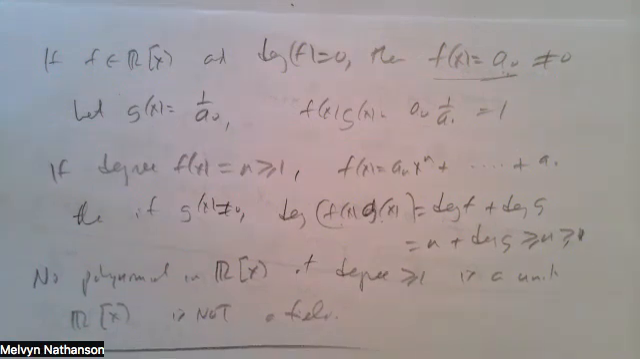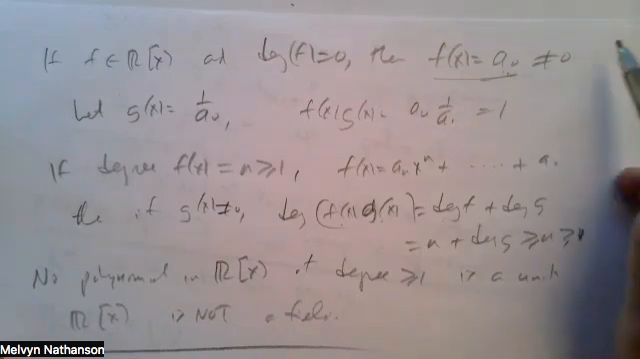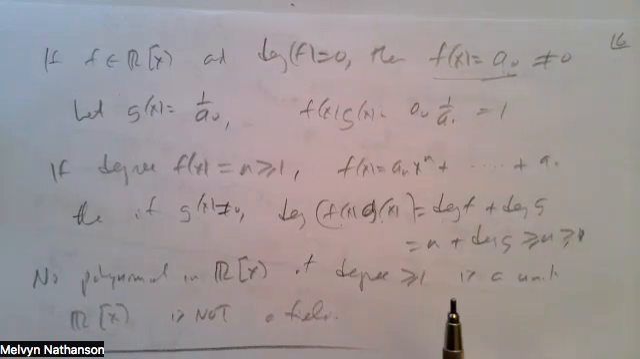So polynomial rings with coefficients in R, they don't form a field. Any questions about this? This is sort of just basic general information about rings.